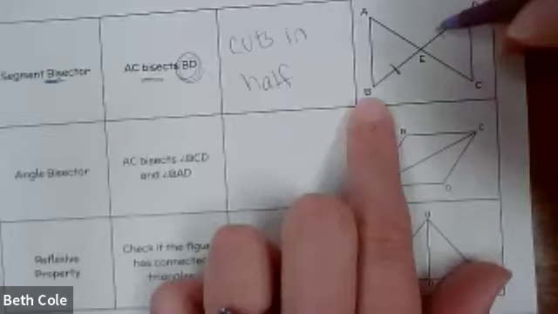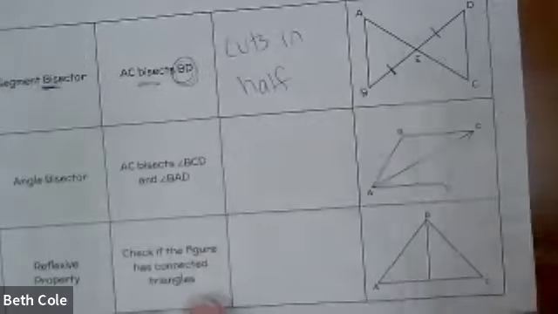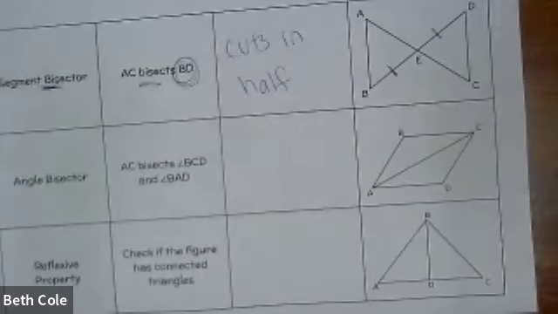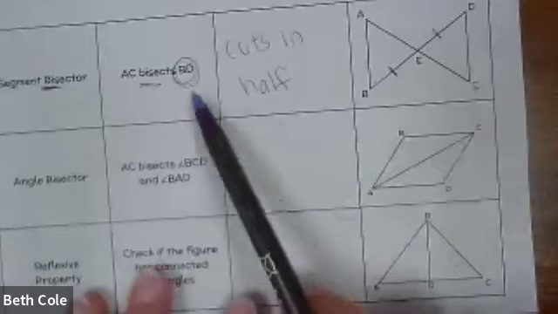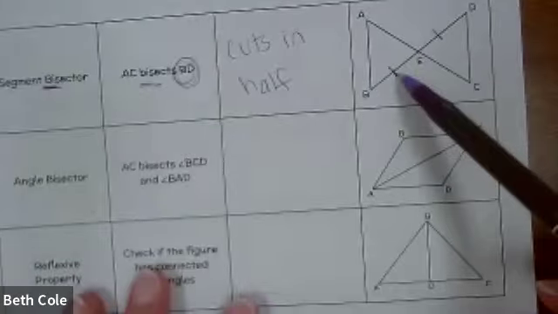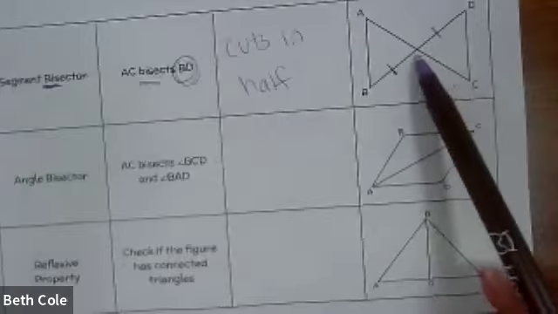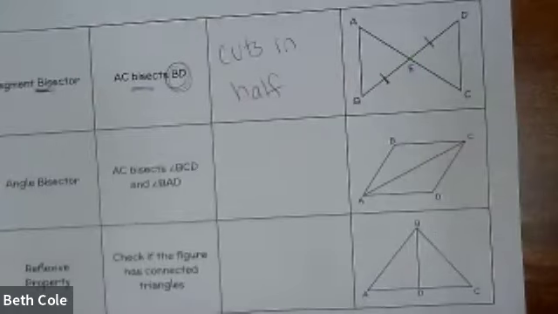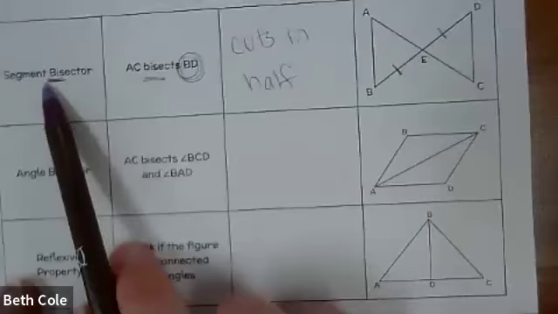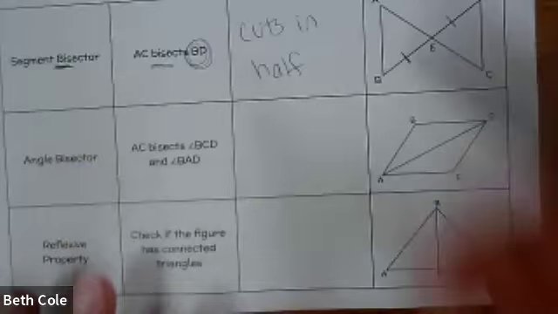The only work you have to do is to put the little tick marks to show that it got cut in half. Again, it's the one that's written second. That's the one that gets cut in half. So BD got split into 2 equal parts, which means E is the what? Midpoint. Good job. Now that was a segment bisector.